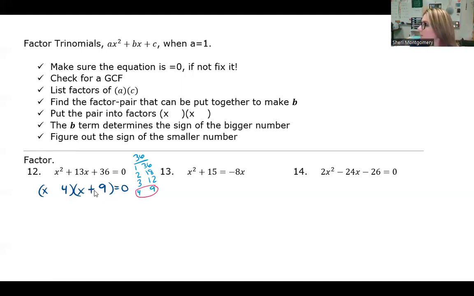To figure out the sign of the other one, I have to start with this one. So if I have positive 9, would I add or subtract 4 to make 13? Add. So the other one's got to be a plus. That's it. I was looking for a pair of numbers that would make 13.